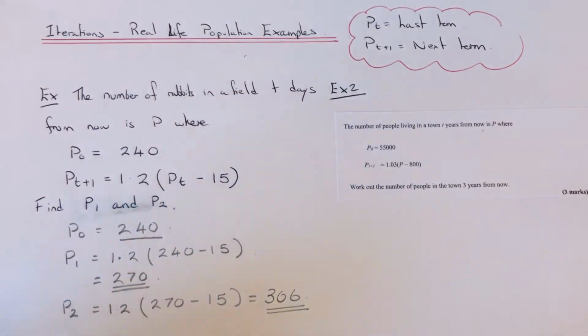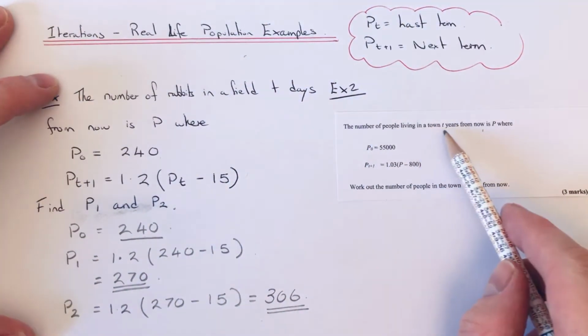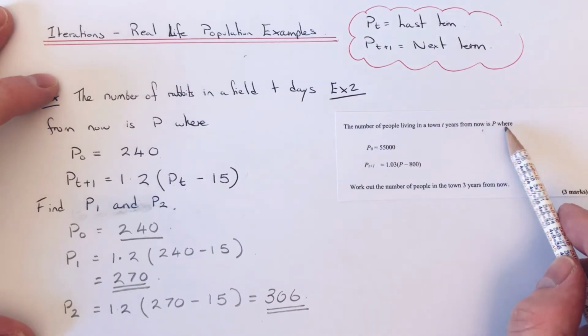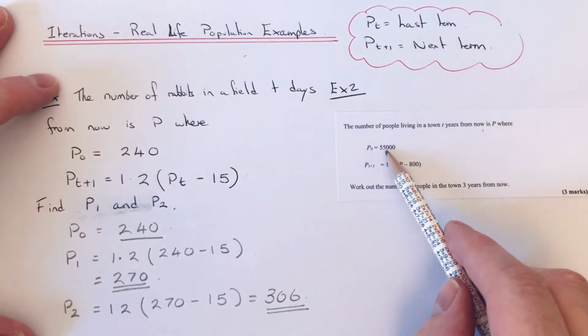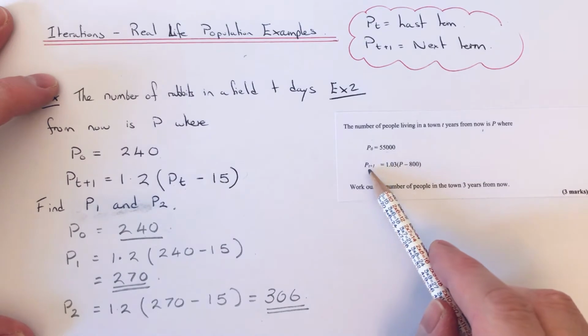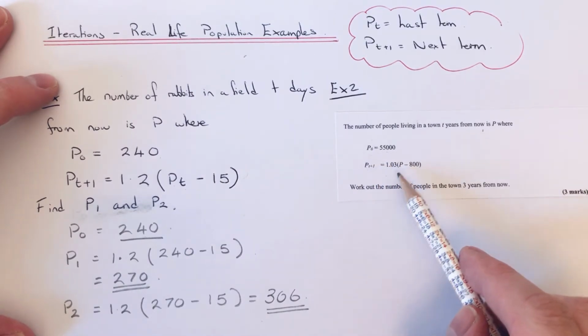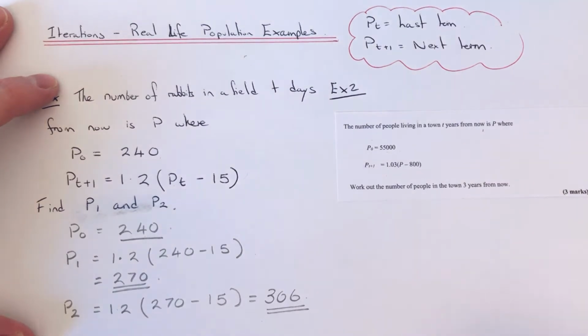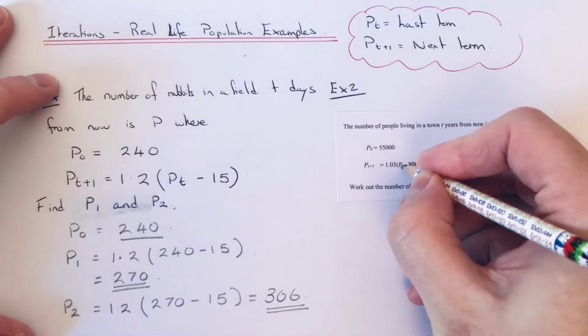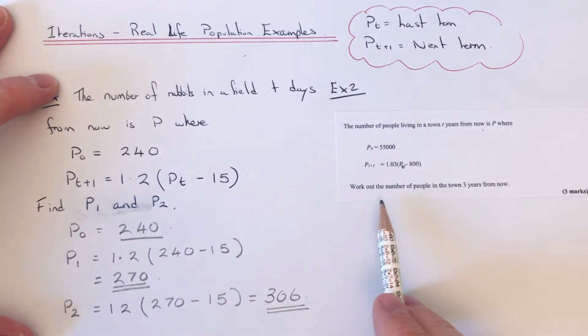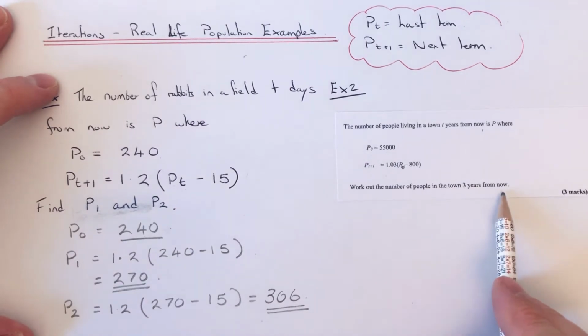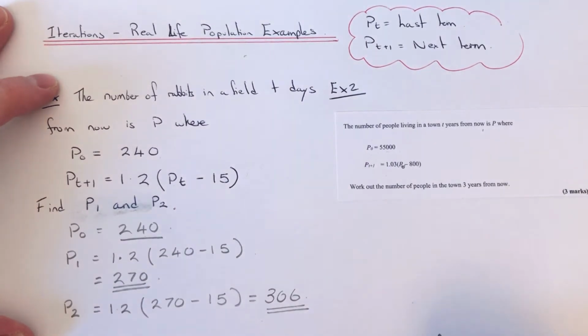So let's move on to the second example. The number of people living in a town t years from now is P, where P0 is 55,000 and P little t plus 1 equals 1.03 bracket P little t minus 800. Just missed a t out here. So we've got to work out the number of people in the town 3 years from now.